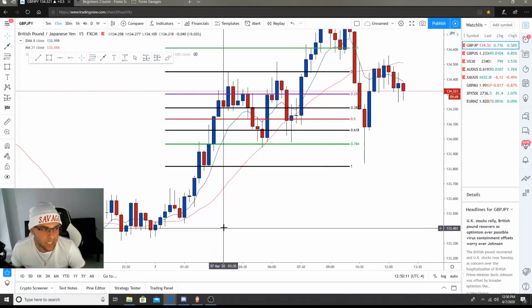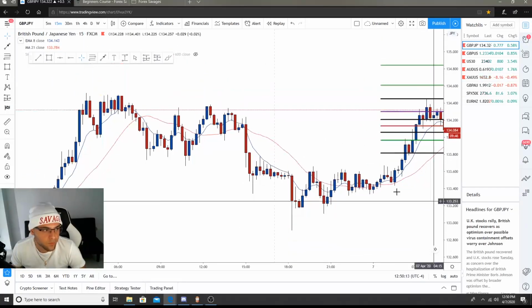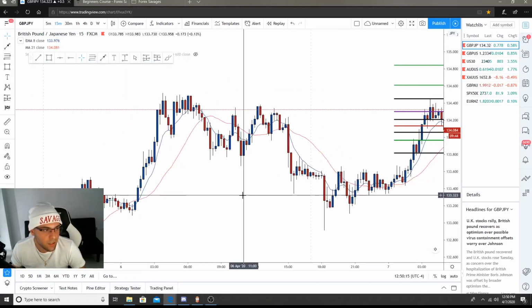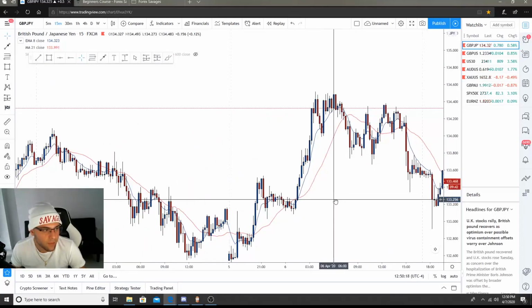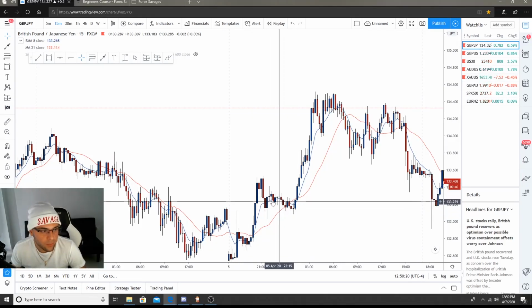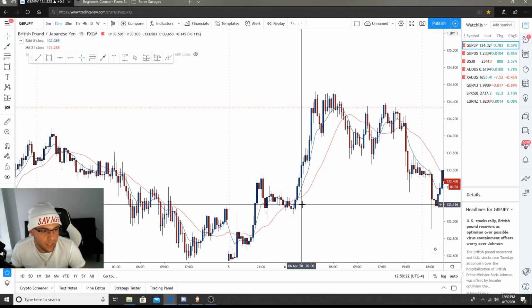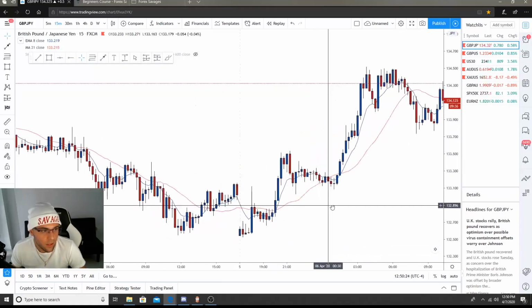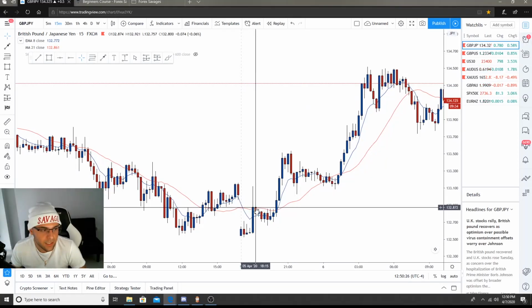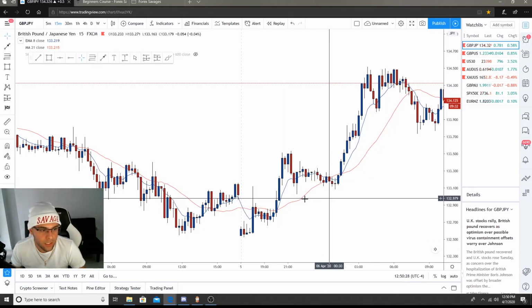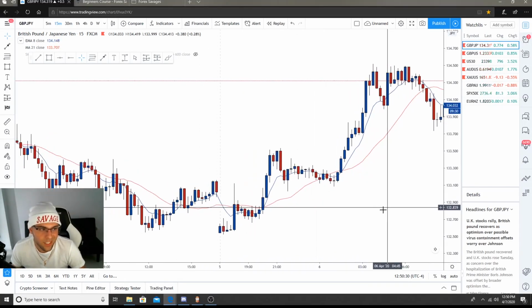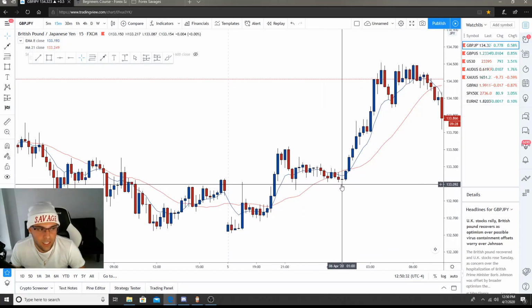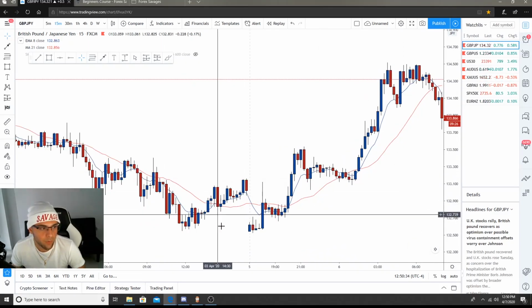So let me give you guys another example. As you guys can see here, what do we have? We have market structure after this range right here gets broken. This is the weekly open. I don't really like to trade when the weekly opens, just because you guys can get in a range. But as you can see here, we're kind of ranging right here.